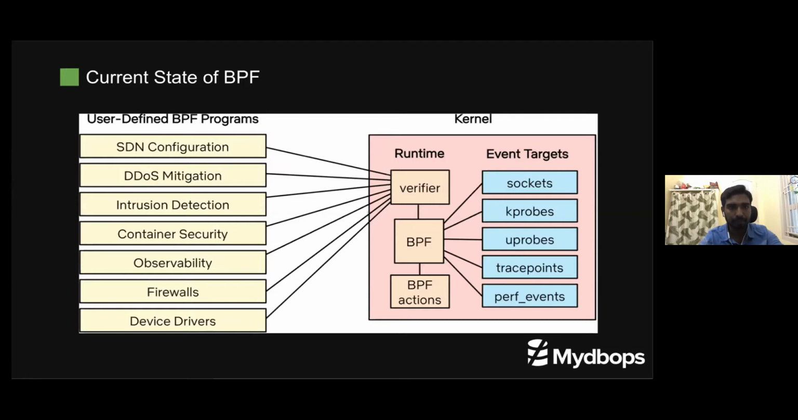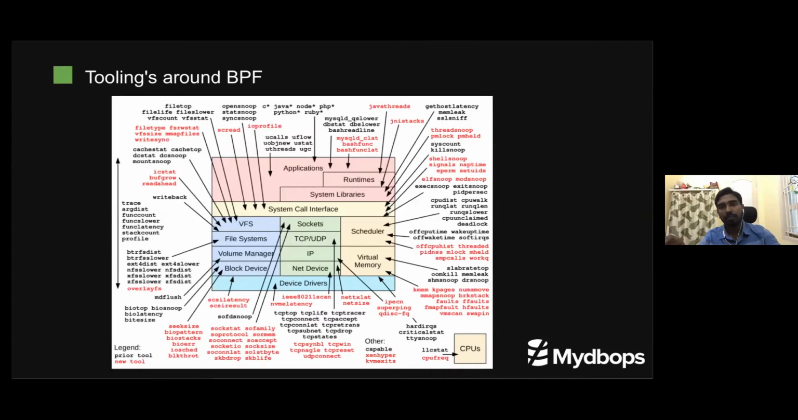Okay, so this is a small snippet of an image which is taken from the Brendan Gregg blog. Hope everyone knows about Brendan Gregg. He's a performance architect at Netflix. So this is a small snippet for explaining the tools which are available for each subsystem.